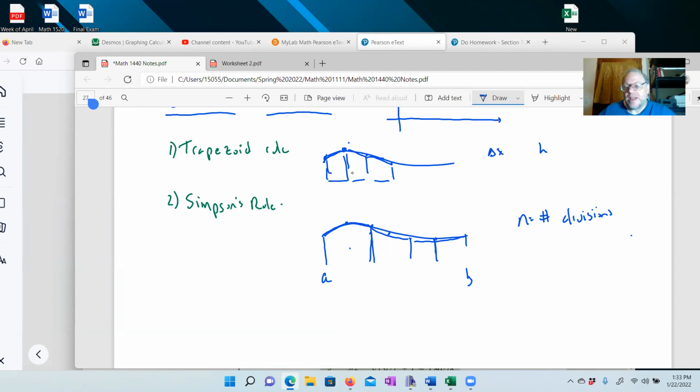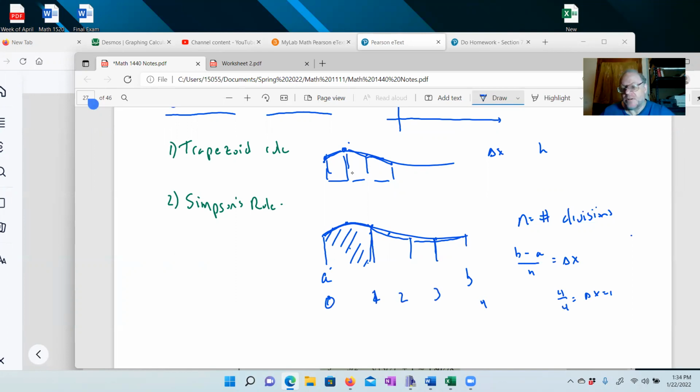So the way you figure this out is b minus a over n. That's going to go to b. That's just going to be this region, isn't it? So this is going to be our delta x. If it was 0 to 4, and we wanted 4 regions, we'd have 4 over 4. We would have delta x equals 1. So this would be 0, 1, 2, 3, 4.